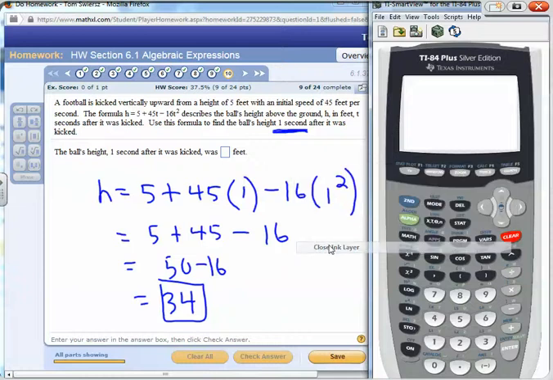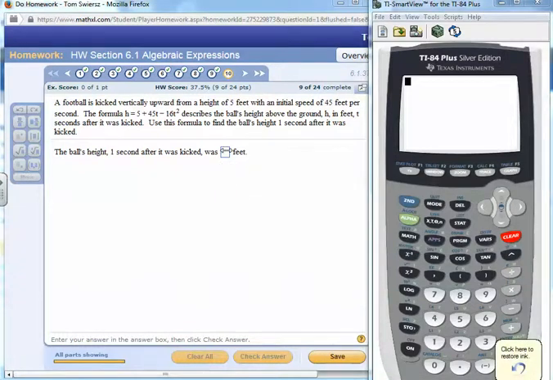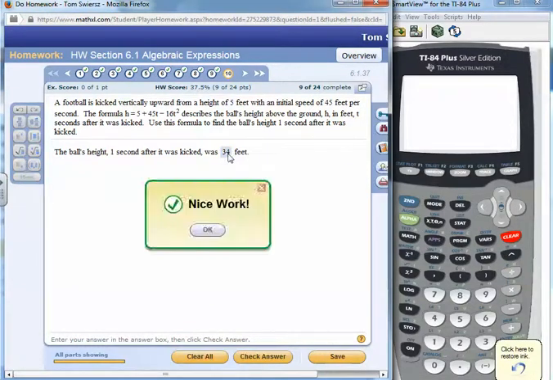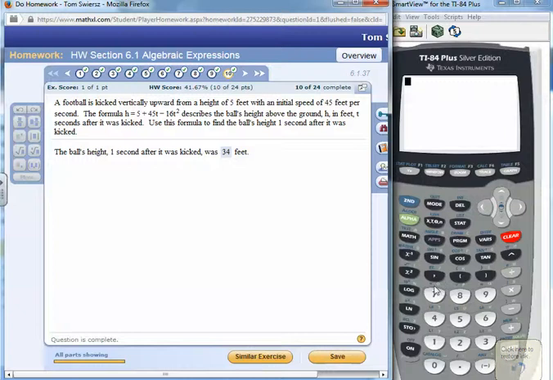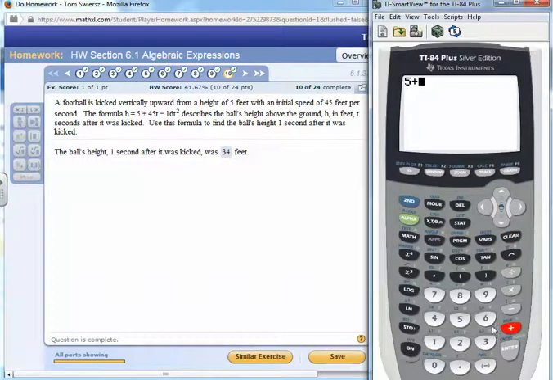If it was another number besides the 1, then it might be a little bit more difficult. In this case, again, you would just do 5 plus 45, and then in parentheses a negative 1, and then subtract 16, and then again, it's got to be in parentheses, right? Because the base is negative 1, and it's squared.